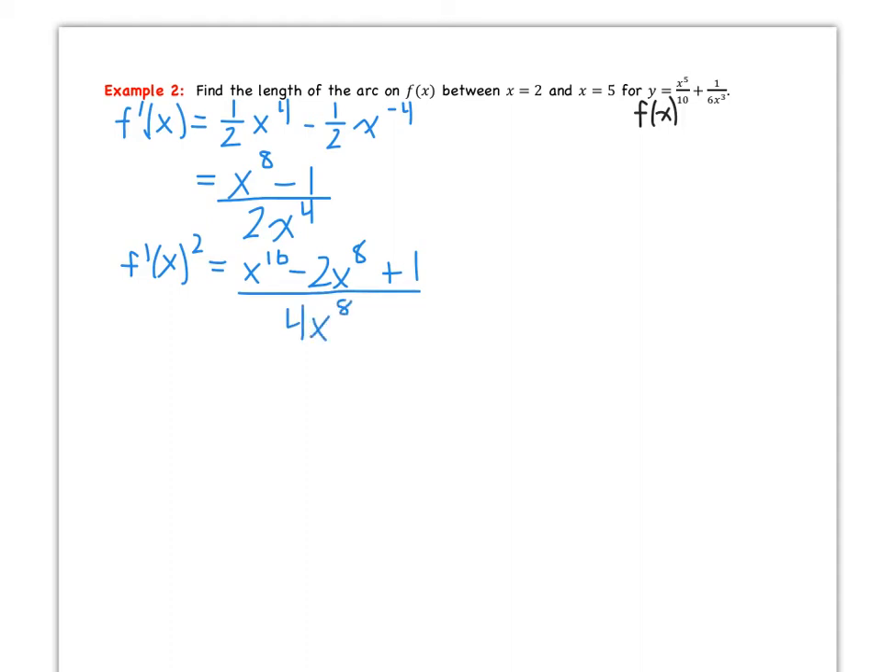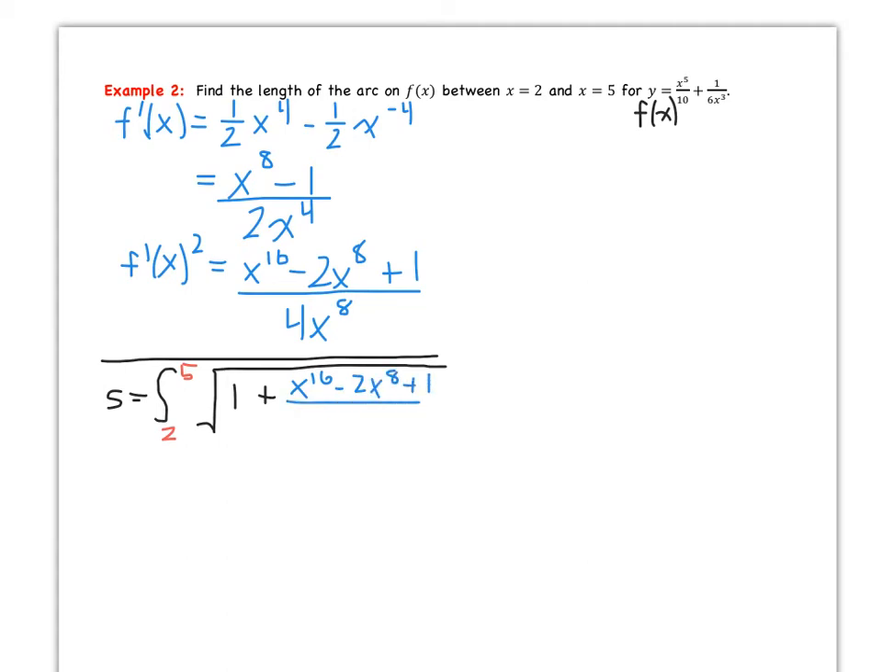Okay, so now we're ready to go ahead and find the arc length. All right, so arc length S is equal to the integral from x equals 2 to 5 of the square root of 1 plus x to the 16th minus 2x to the 8th plus 1 over 4x to the 8th dx.